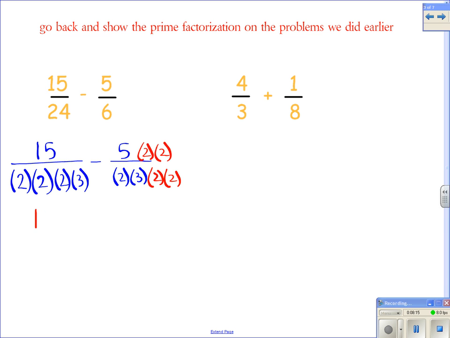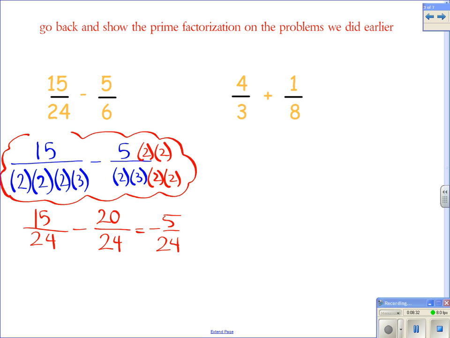So right here, this would be the next step of work. 5 times 2 times 2. So we end up with the same answer, obviously. We're just showing our work a little bit differently. This is the most important part of the worksheet that I'm going to be looking for that all of you can do, because this is what we'll need to do when we add in our variables in Chapter 9.